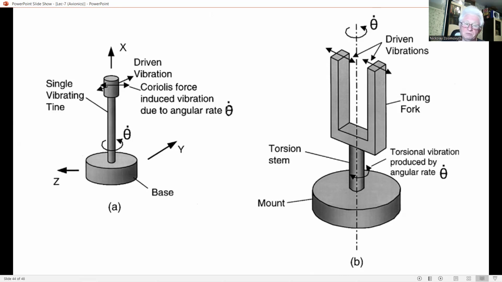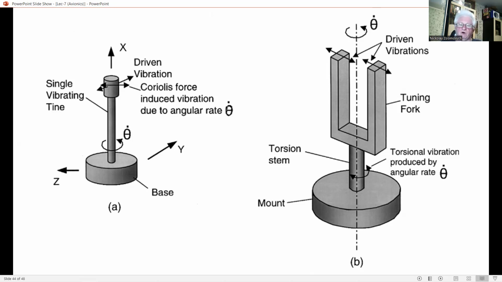Such a simple instrument suffers from the unacceptable characteristic that the smallest linear motion applied to its base causes unacceptably large error. To overcome the effect of base motion, it is necessary to use balanced oscillations, in which the oscillation of one mass is counterbalanced by equal and opposite motion of a second equal mass, as shown in figure B on the right part of this slide.